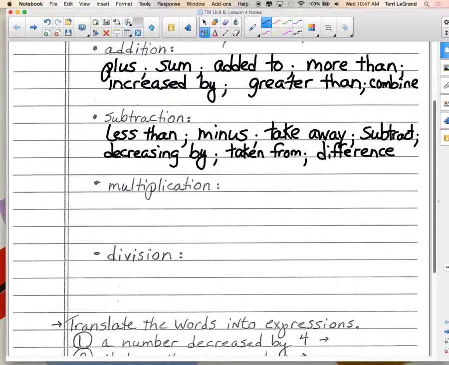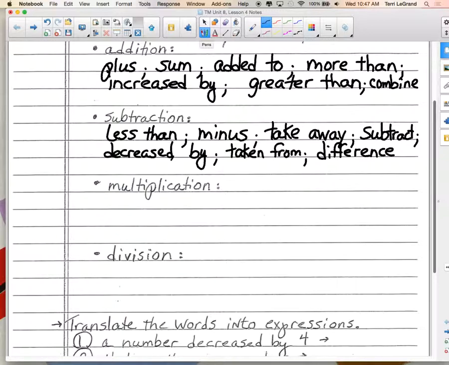Oh, I used decreasing by instead of decreased by. I'm going to change this. So if you copied me, you're going to have to copy me some more now. Decreased by. I didn't want decreasing by.